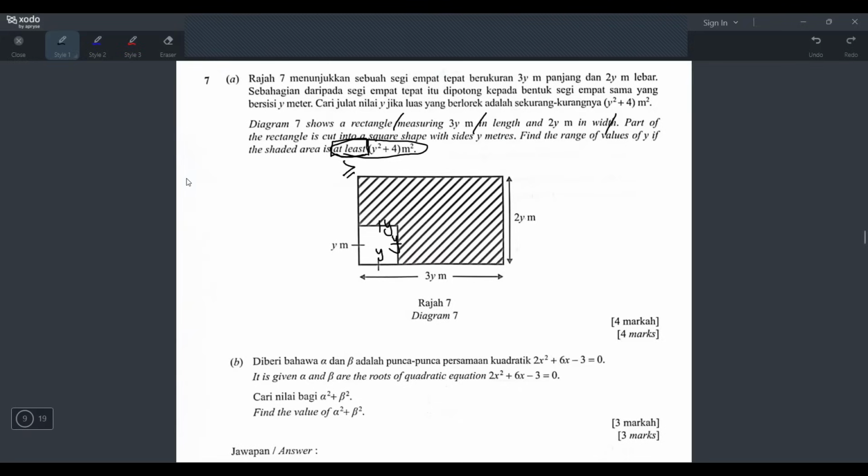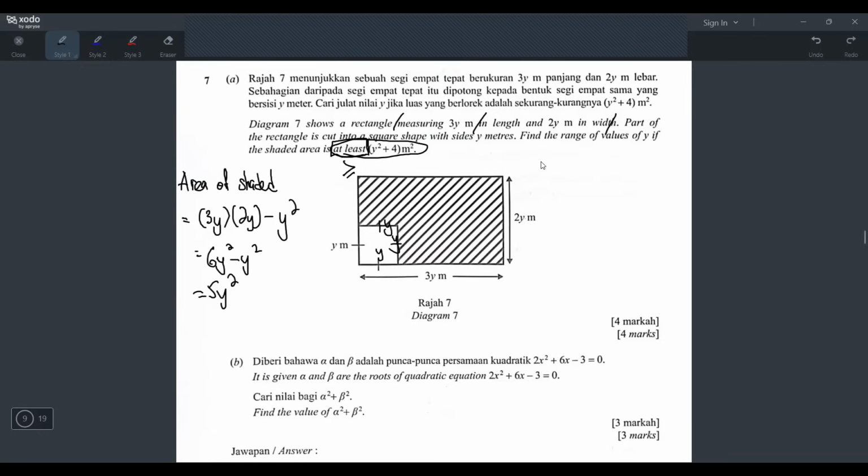Okay, let's find the shaded first. So let's find the area of shaded. Okay, we don't focus on this first. We find the shaded area first. So how to find the shaded area? Very simple. Just take the area of the rectangle, which is 3y times 2y, minus the area of the square, which is y times y, y square. So it becomes 6y square minus y square, which is 5y square. But now they say the shaded has to be at least y square plus 4.